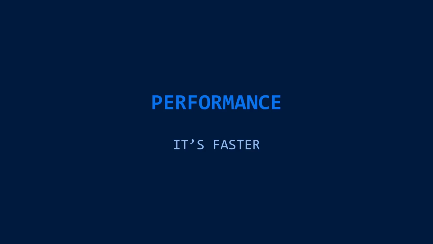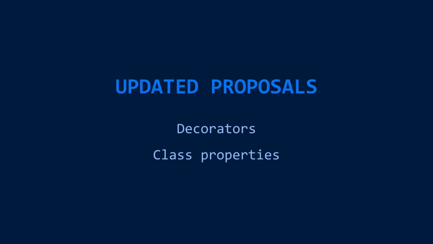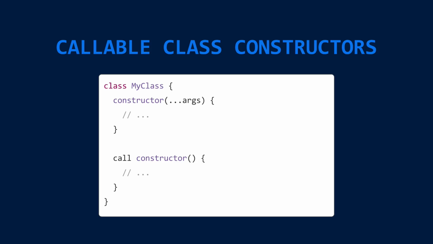It's just faster, trust me. So Babel 6 will also come with updated proposal implementations, including that for Yehuda's decorator proposal and Jeff Morrison's class property proposal. It will also add support for Yehuda's later proposal, callable class constructors, that was presented at the last TC39. This allows classes to specify behavior for when they're called.